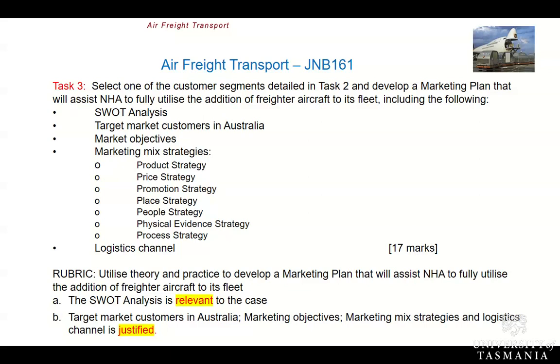So if you do a really, really good product strategy, you're getting 1.5 marks. If it's pretty average, you're getting 0.5 mark.